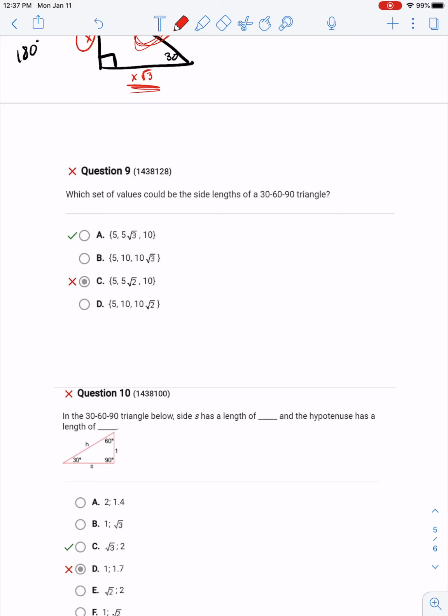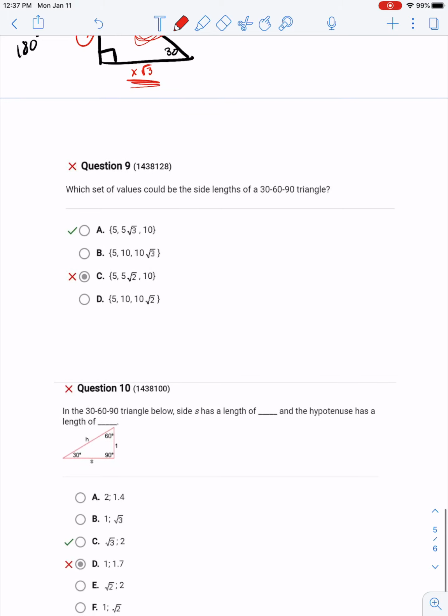All right, question 9. Which set of values could be the lengths of a 30, 60, 90 triangle? So what we've been talking about is this ratio of sides. We have x is the shortest side, x square root of 3 is the longest leg, and then 2x is the hypotenuse, which is the longest side. So this is the shortest to the longest. This is the shortest side, this is the middle side, this is the longest side, okay?